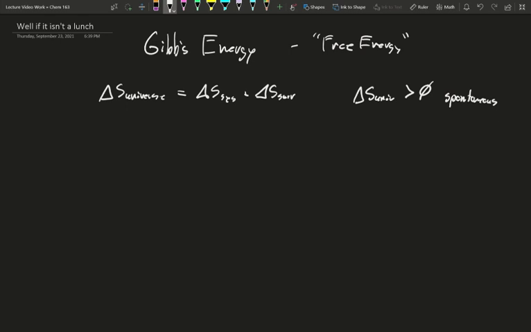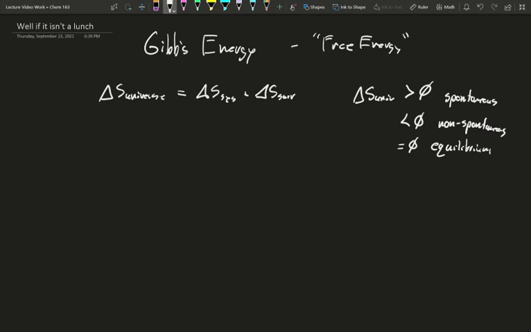Any process that after it completed netted a positive entropy for the universe was a process that could occur spontaneously. If instead the delta S of the universe was less than 0, if it was negative, this was non-spontaneous. This process would not occur on its own. You'd have to apply some outside source, some power system, to drive that reaction to occur. And if it happened to equal 0, we were at equilibrium.